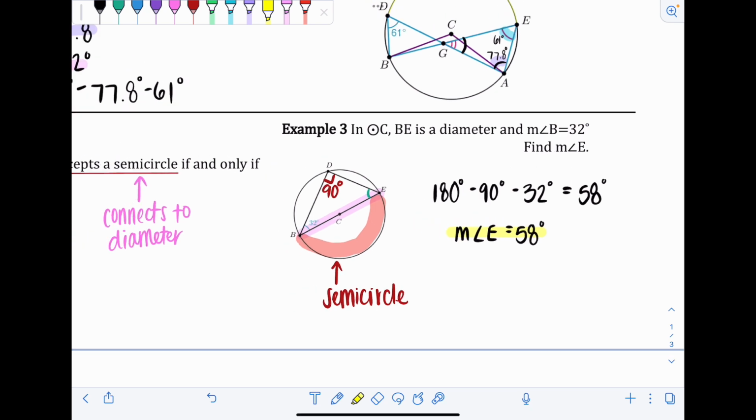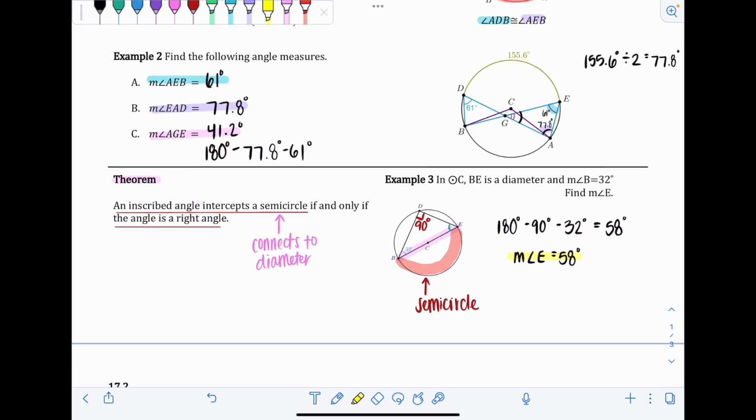And then just to summarize that really quick, because we were told that segment BE was the diameter, we knew that arc BE was a semicircle, and because arc BE was a semicircle, the angle that was opening up to it, the inscribed angle, is 90 degrees, is a right angle.